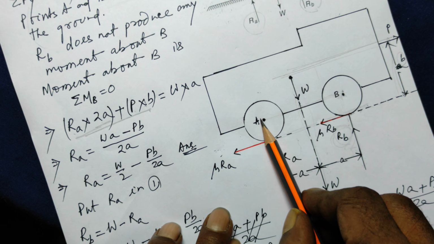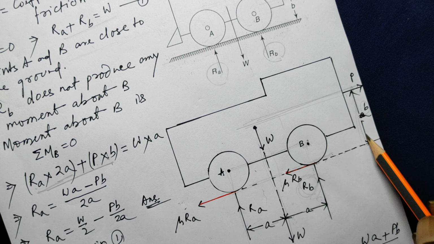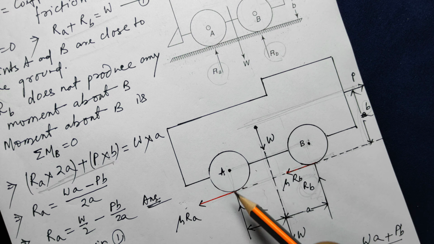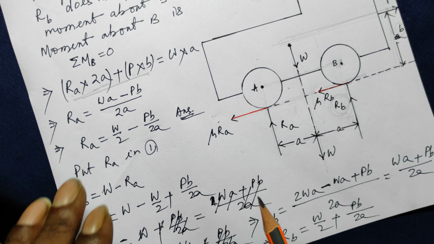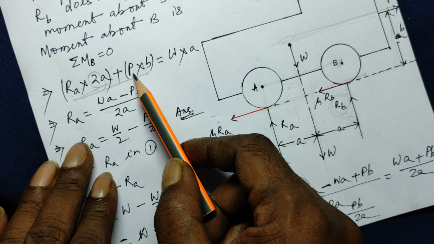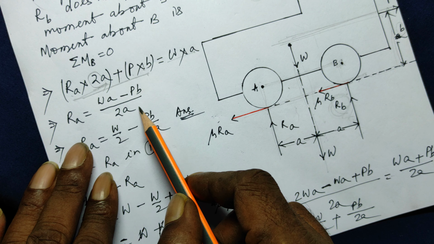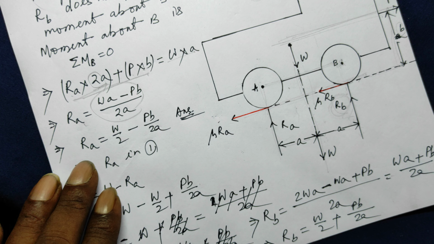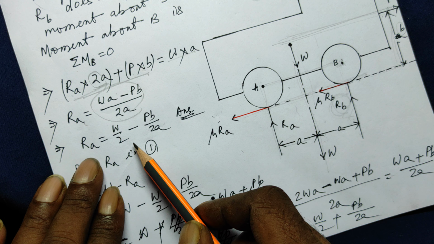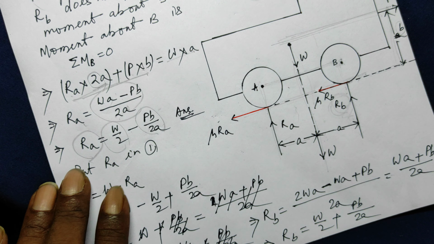RA times this distance is a clockwise moment. P times this distance. This is the reason why I have considered A and B very close to the surface. So both the moments are equal. For equilibrium, they must be equal and opposite. So take P times b to this side, it will be subtracted, that is Pb. 2a was multiplied, now divided, RA equals Wa by 2a minus Pb by 2a. So a cancels, W over 2 minus Pb over 2a is your reaction force at A.